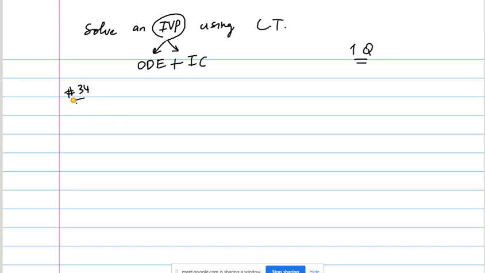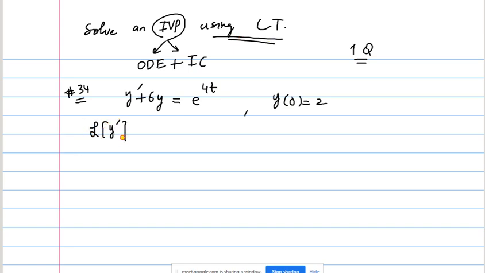Maybe let's say 34. y prime plus 6y is equal to e to the power 4t. Let's say this is your equation and y(0) is equal to 2. So this is the initial value problem. How to use Laplace transform? We take the Laplace transform of each term. So this is the first step, just the equation, not this.